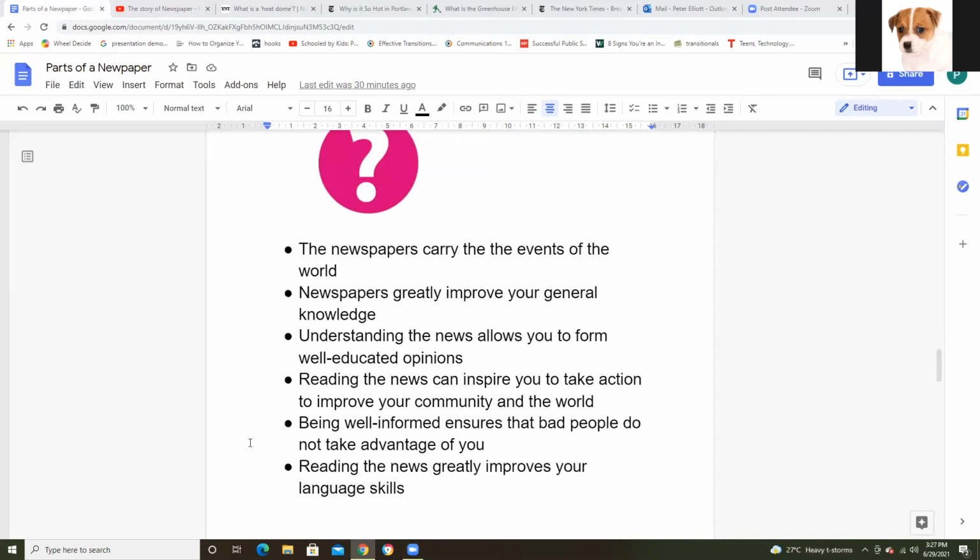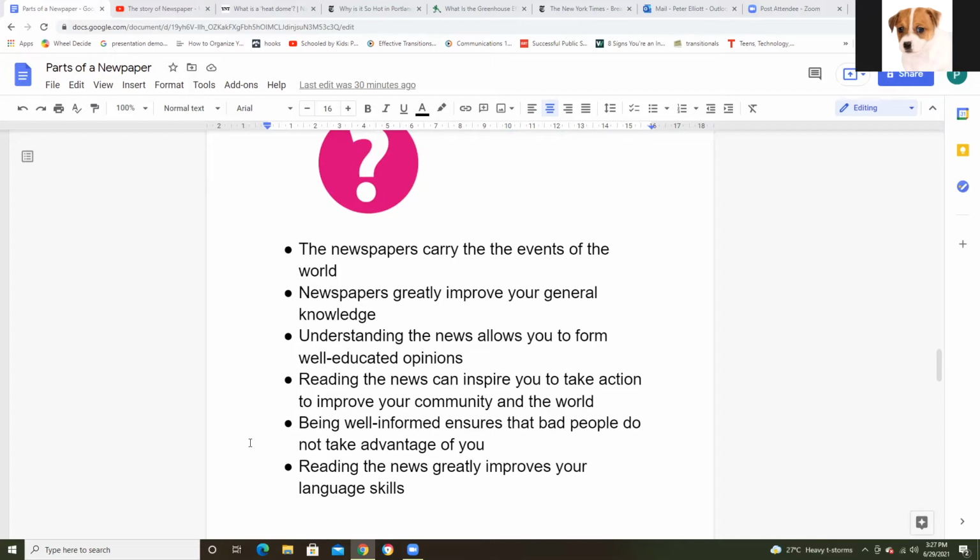Number one, the newspaper carries the events of the world. By reading the newspaper, you know what's happening out there. You are not ignorant to what's happening. Two, newspapers greatly improve your general knowledge. You become a smarter person. Three, understanding the news allows you to form well-educated opinions.